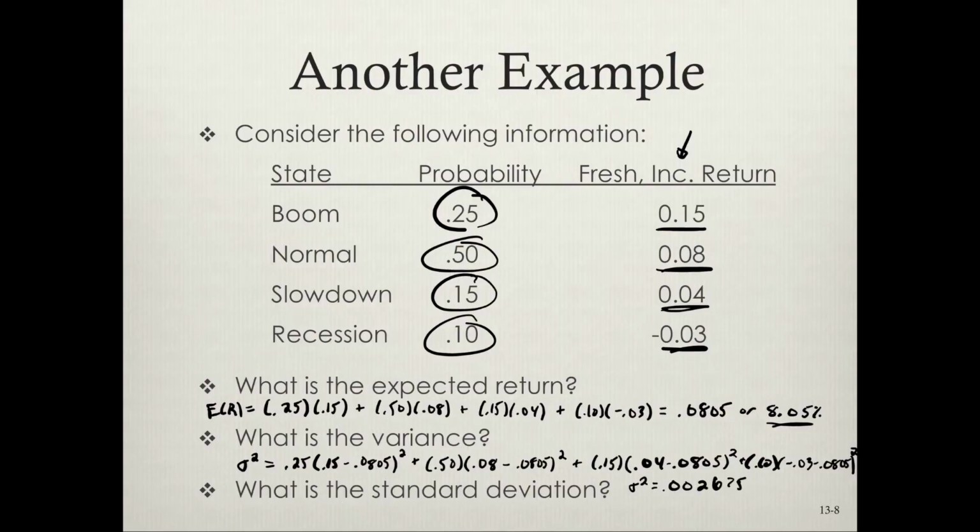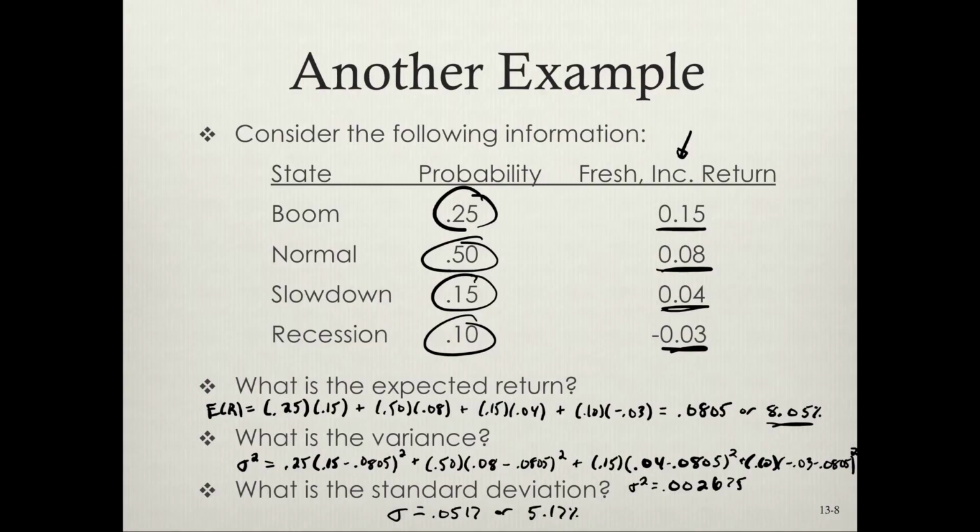0.002675. Again, no unit attached to that since we are squaring our inputs. For the standard deviation, we take the square root of that, and the standard deviation here would be 0.0517 or 5.17%. So that is calculating the expected return, the variance, and the standard deviation for a single security.